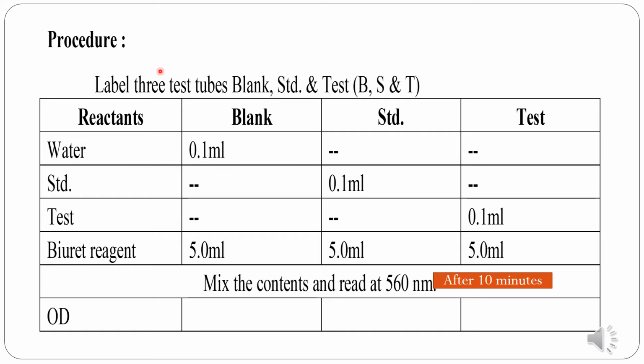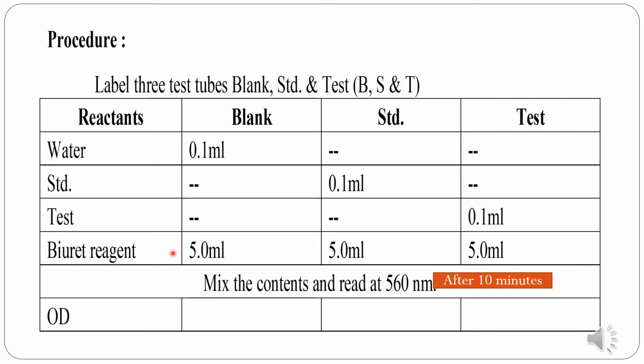So once we have performed the test, let us see the procedure. What we did, actually, let us revise through it. There are 3 test tubes labeled blank, standard and test. In each of these tubes we will add 100 microliters of distilled water in blank, 100 microliters of standard having known concentration of 6 grams per deciliter in standard, and 100 microliters of patient sample in the test tube labeled test.